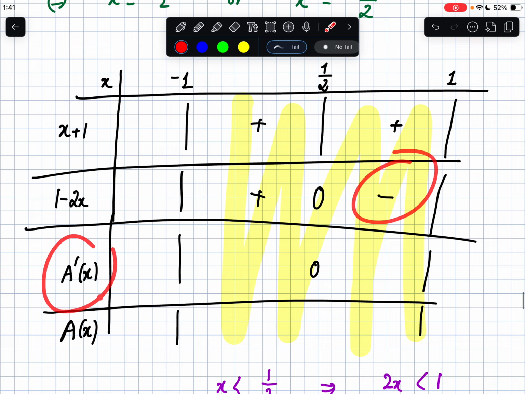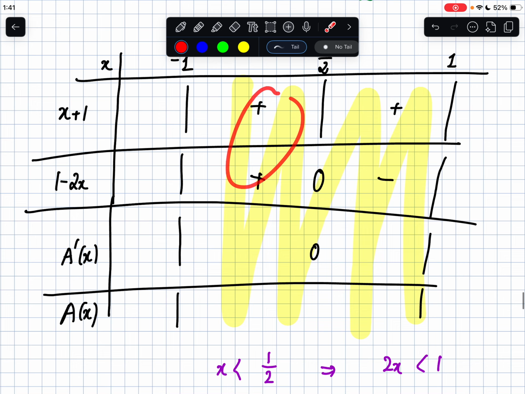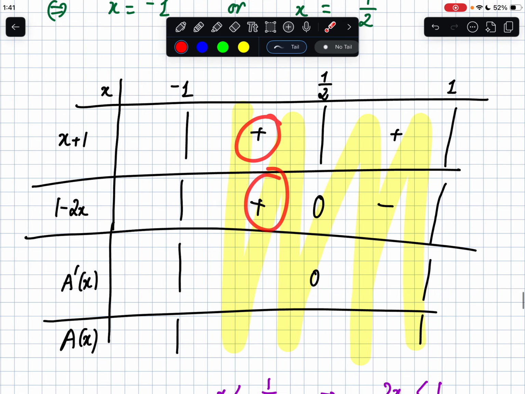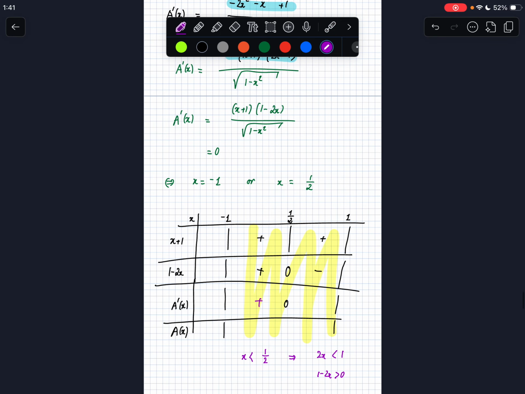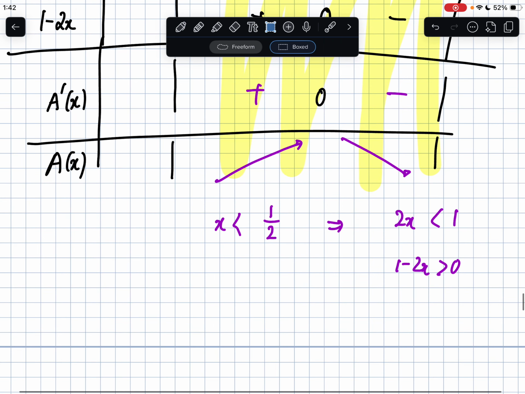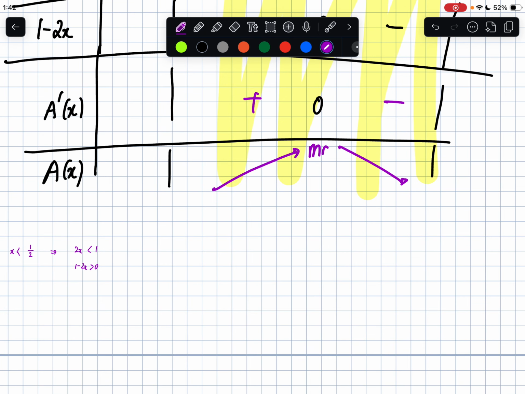A prime of x is the product of this divided by this, so it really depends on this. Positive times positive divided by positive is positive, then positive, negative, so it becomes negative. So you see increasing, decreasing. So we have a max there. Area A(x) is max when x equals 1/2.